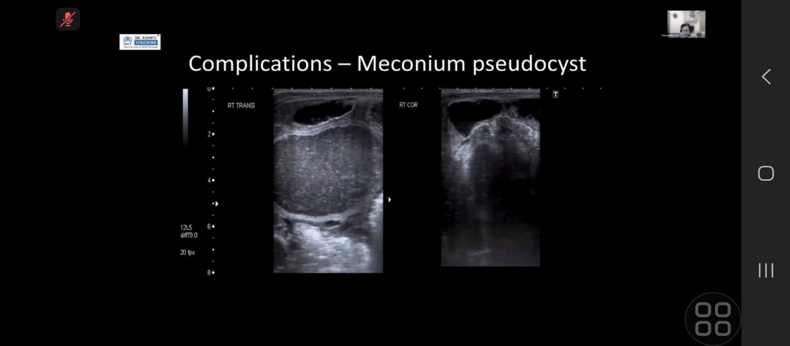Of course, the other differential to think of is a duplication cyst, but what you want to make sure of is that there's no laminar or trilaminar appearance, which you see in a duplication cyst versus a meconium pseudocyst. You're also looking for other things that could support your diagnosis, such as calcification, because we know that when meconium is extruded, you can get calcification as well. Okay.